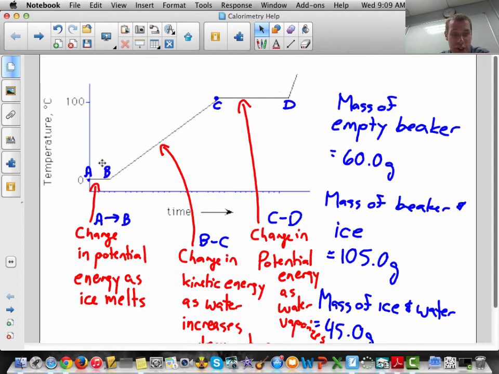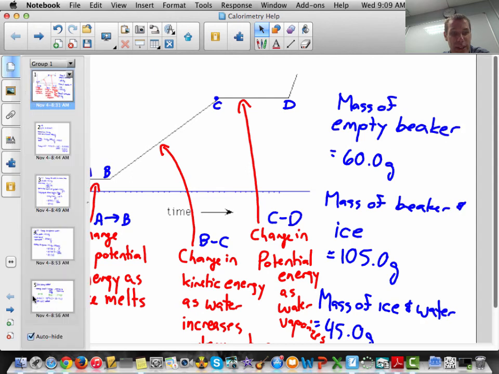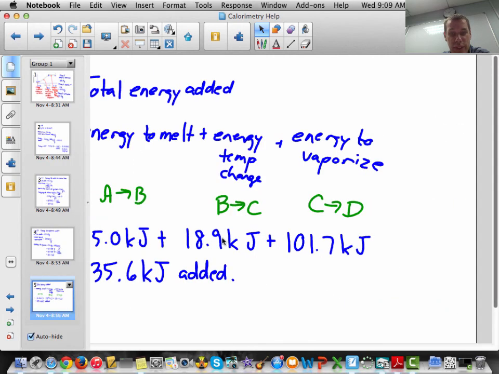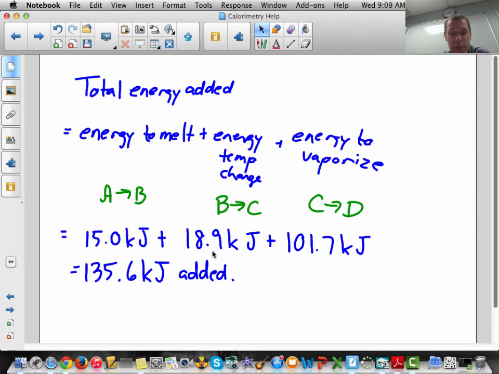Final step. We have an energy from A to B, which melted our ice. We have an energy from B to C, which took the liquid water at the melting point and increased it to the boiling point. And we have the energy from C to D, which is taking that liquid at the boiling point and vaporizing it. So for the total energy added, we add those three values together, 15.0 kilojoules, 18.9 kilojoules, and 101.7 kilojoules to get 135.6 kilojoules.